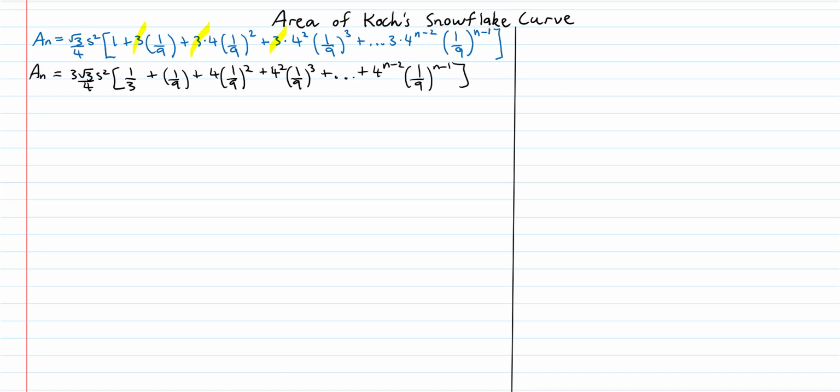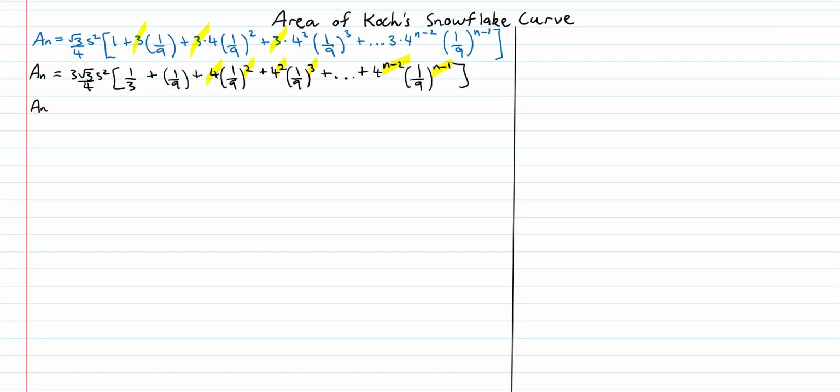So we can see that the power of the 4 term is always 1 less than the power that we raise 1 over 9 to. So for example here it's 4 to the power of 1, and we've got 1 over 9 to the power of 2, and then here it's 4 to the power of 2 and 1 over 9 to the power of 3, and that continues on. So in general we have 4 to the power of n minus 2 times 1 over 9 to the power of n minus 1. So if we multiply through by 4 over 4, we can make those indices the same.